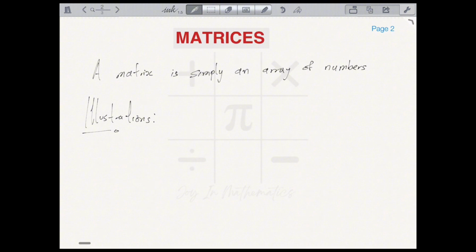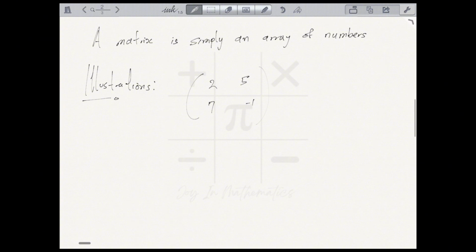So let's take a look at this matrix. We say it's 2, 5, 7, minus 1. This is a matrix. We are not yet going to bother about the notations and the dimensions. We are just looking at how matrices are illustrated in general. We can also have 2, 1 as a matrix, and likewise we can also have 1, 2 as a matrix. So it goes on, and we can also have 6, 4, 0, 1, 2, 3 as a matrix. So these are illustrations of matrices.